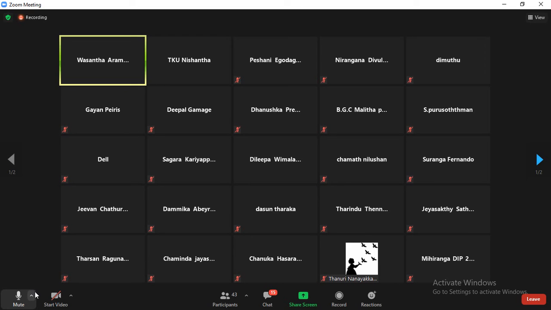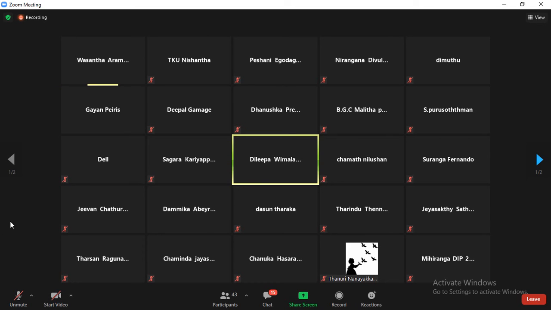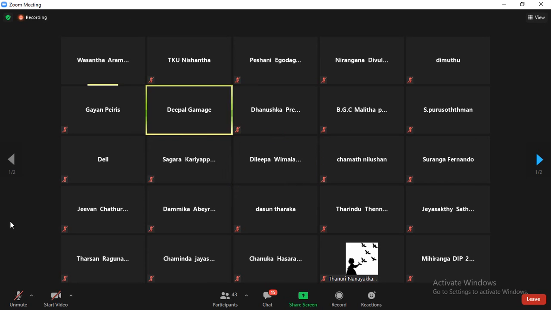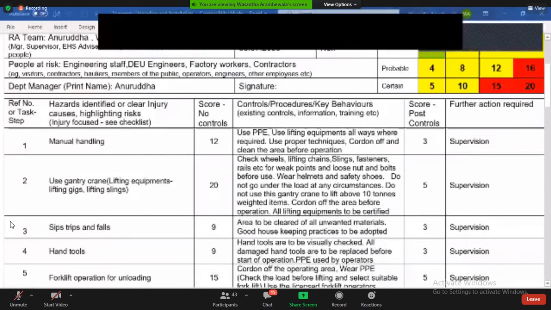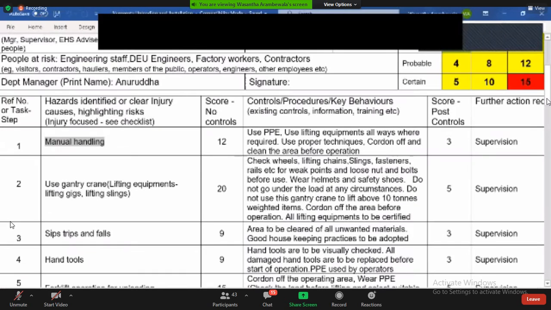For example, I will take working. Yeah. You cannot see the slides, no? Yes. Sorry. Now you can see the slide? Yes, sir. We can see. Okay, right. I will take this.